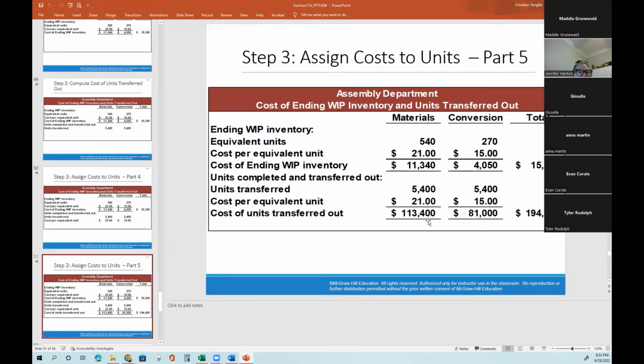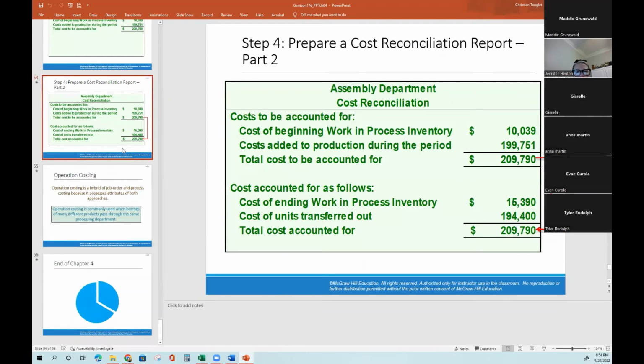So I'm taking the equivalent units that I came up with and multiplying by $21. I come up with a cost of 113.4. Then I do the same thing for my conversion, come up with 81,000, add them together and I get 194. All of this calculation is what I had to do in order to get those numbers. I've divvied up the numbers differently than the way they gave it to me. I just want to know, does it reconcile back to the original number they gave me? That is what that slide is doing.